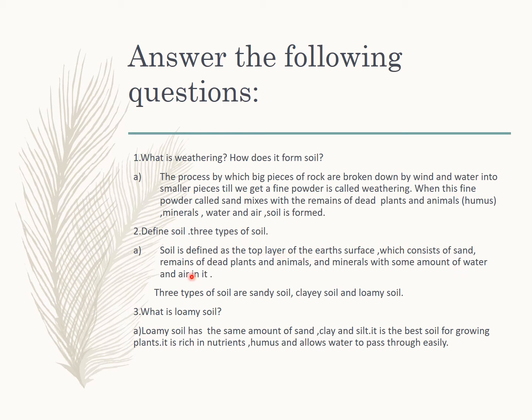Define soil. Three types of soil. Soil is defined as the top layer of the earth's surface, which consists of sand, remains of dead plants and animals, and minerals with some amount of water and air in it. Three types of soil are sandy soil, clay soil, and loamy soil. What is loamy soil? Loamy soil has the same amount of sand, clay, and silt. It is the best soil for growing plants. It is rich in nutrients, humus, and allows water to pass through.